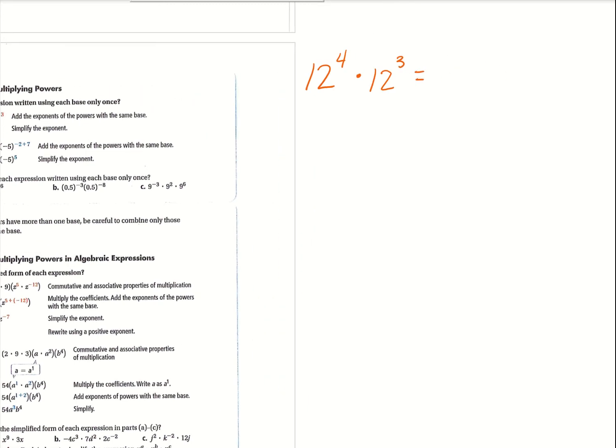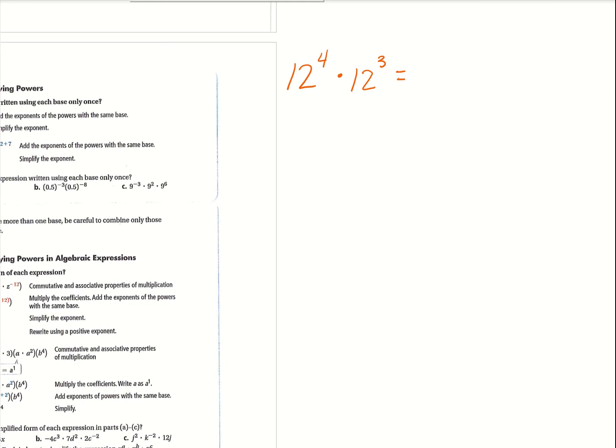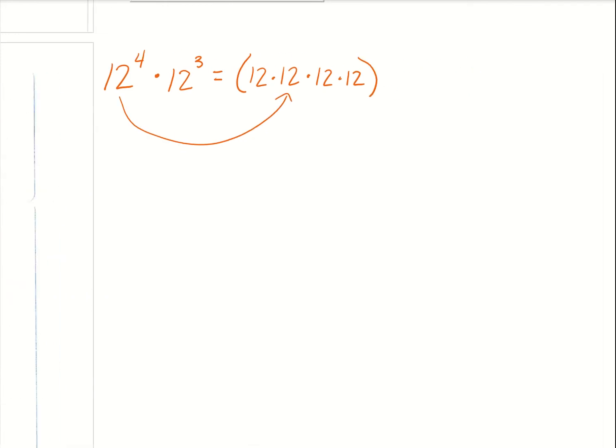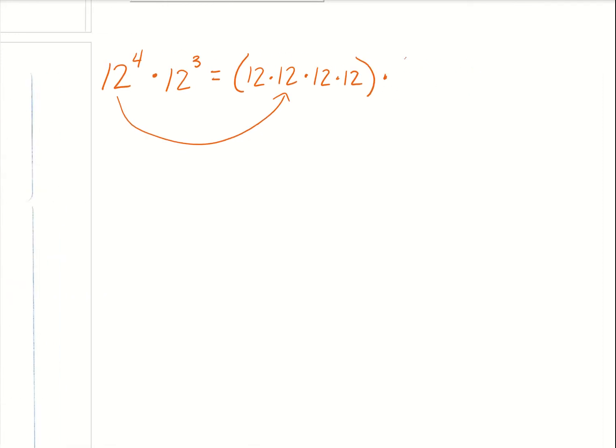Now, if I write these out, which I'm going to do right here, I'm going to group them with parentheses. So I have 12 times 12 times 12 times 12. That's 12 to the 4th power. And then I'm going to multiply the other one, which is 12 times 12 times 12. That's our 12 to the 3rd power.